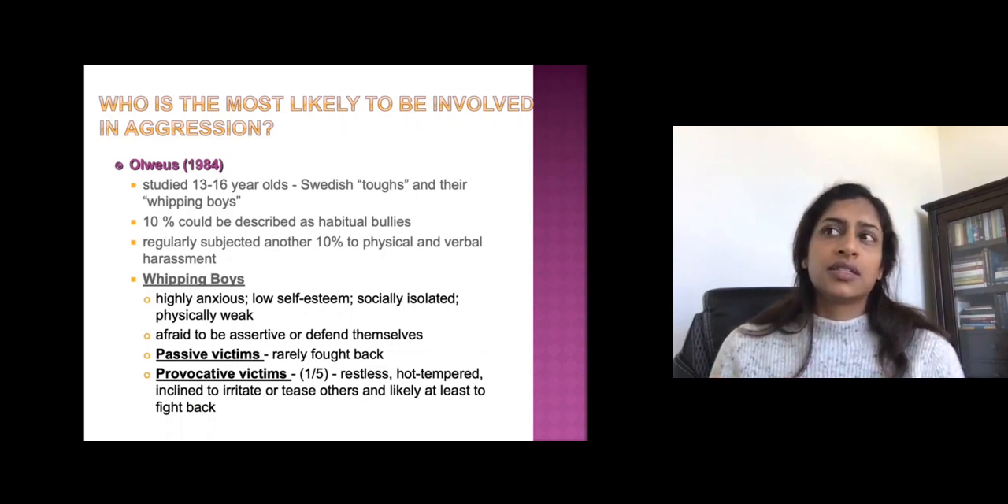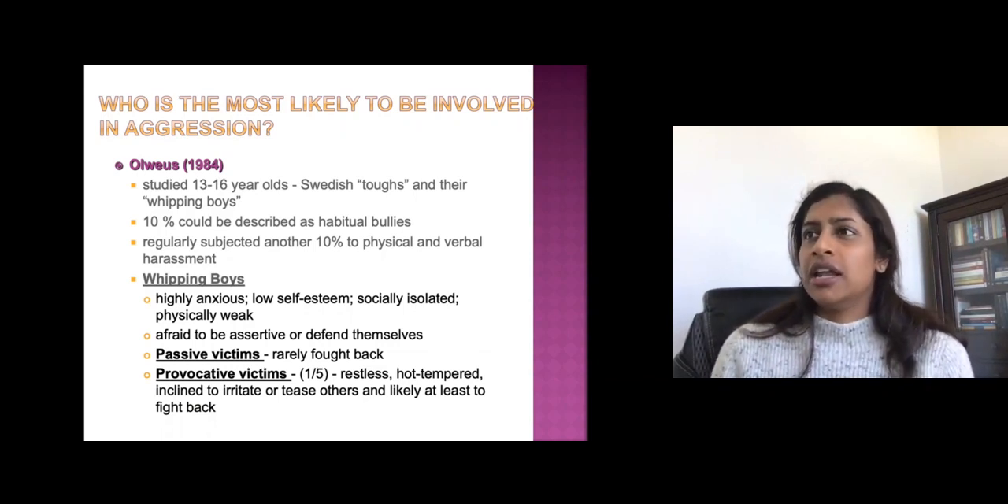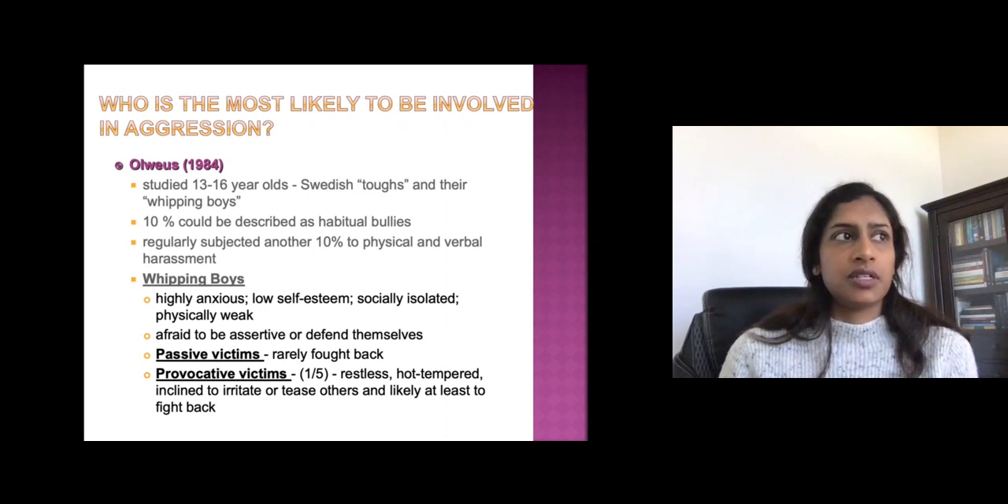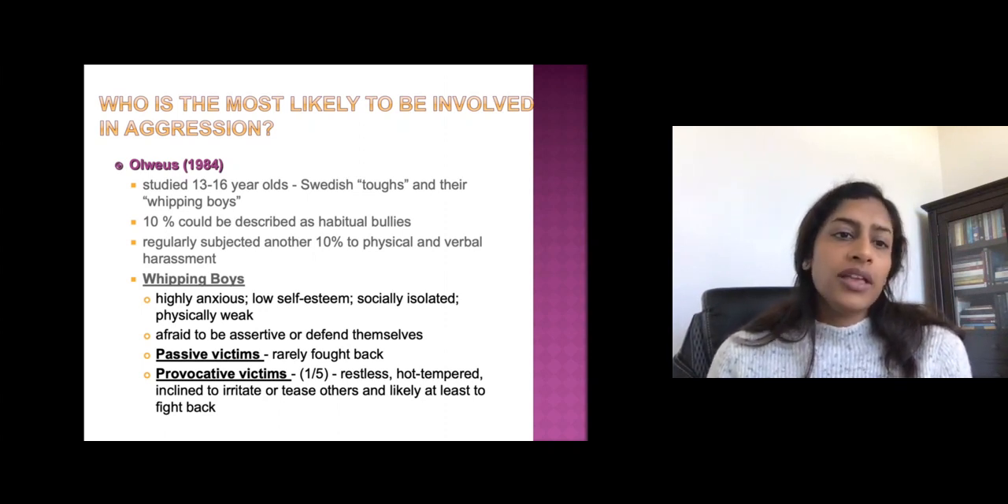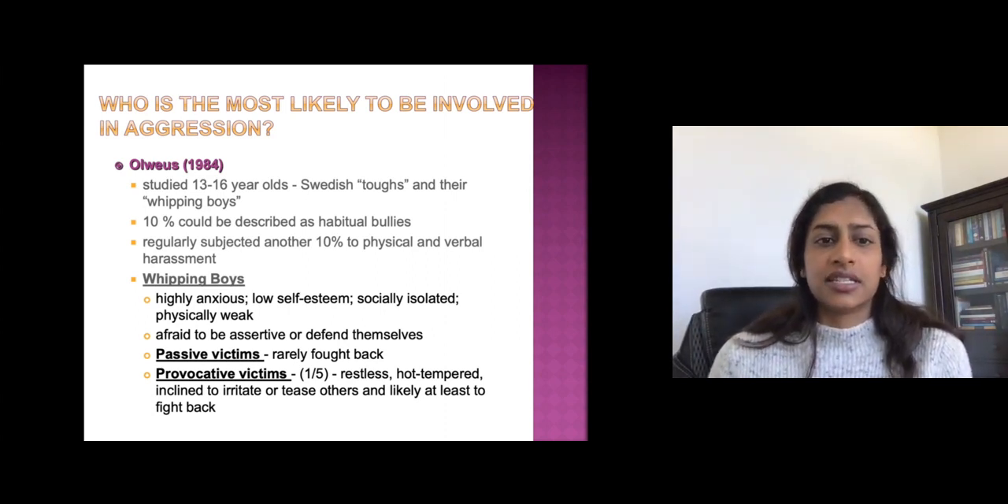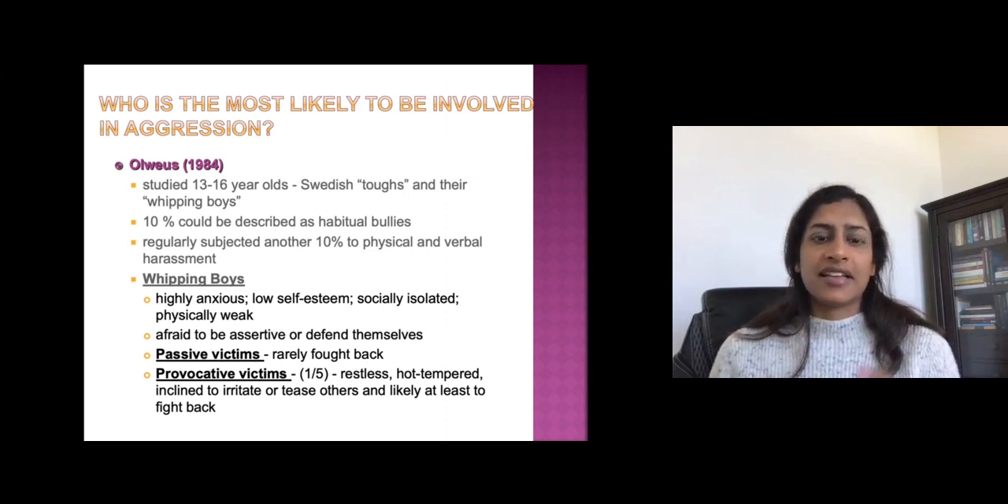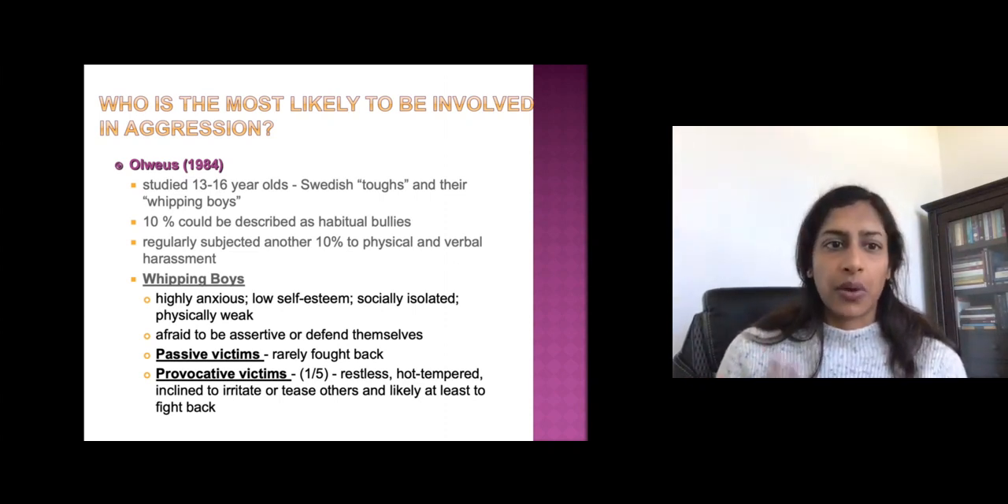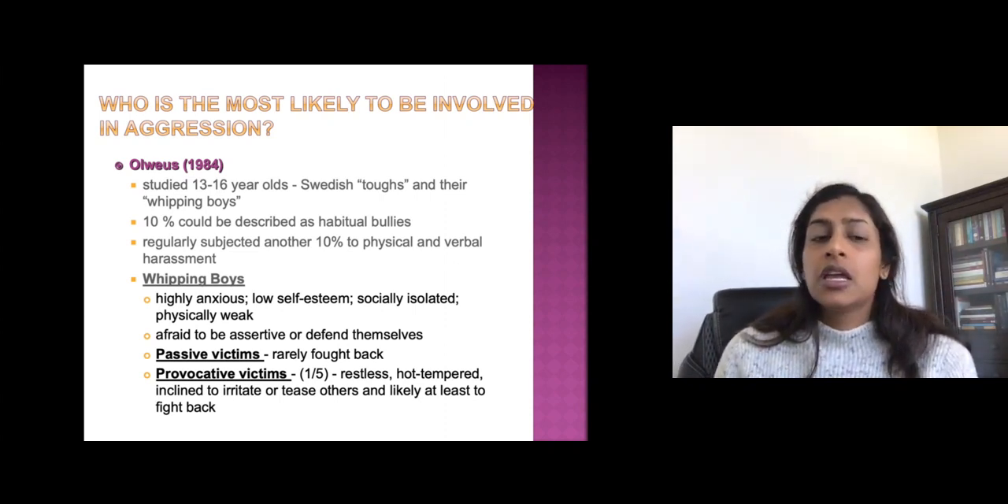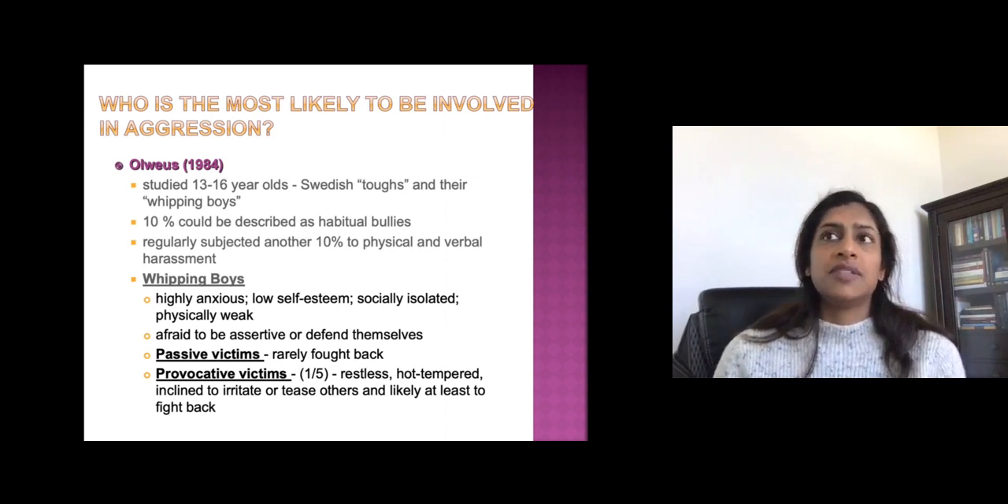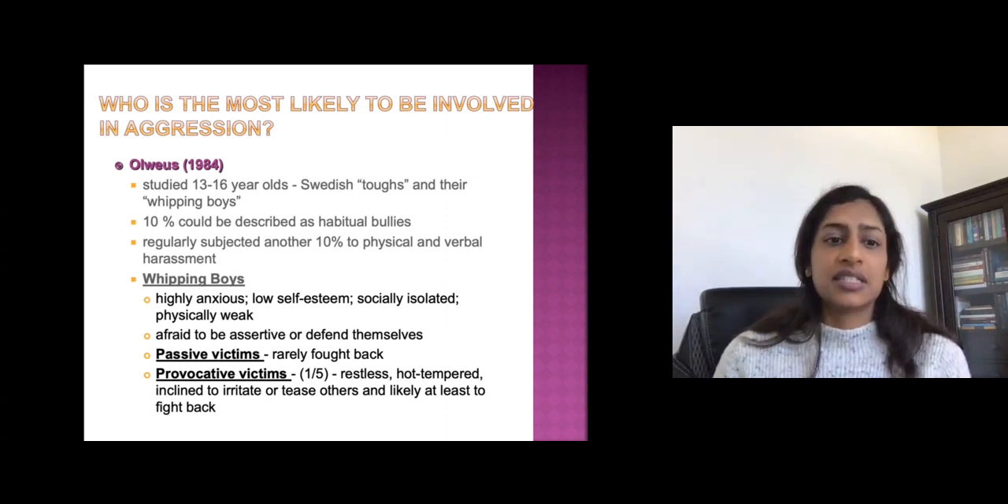Olweus took this aggression and looked at it in terms of peer victimization or bullying. In 1984, Olweus studied 13 to 16-year-olds. He deemed them as toughs, right? So the difference between bullies and victims: the toughs versus the whipping boys, who were the victims. 10% could be described as habitual bullies, that they consistently do it.